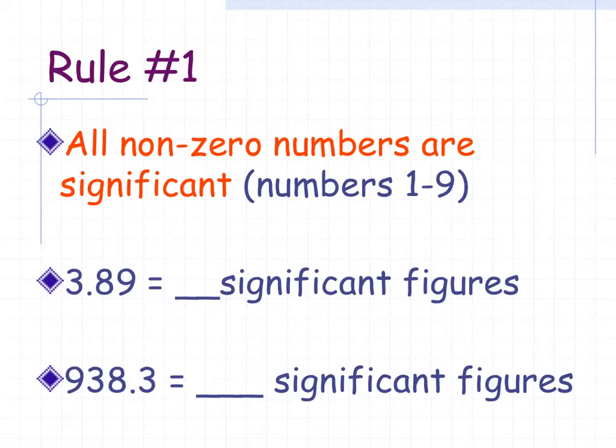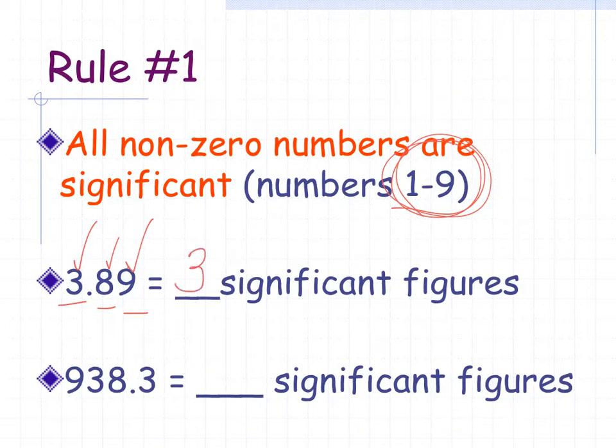For example, when you look at this first number, 3.89, since the 3, the 8, and the 9 are all 1 through 9 numbers, we say that they are all significant. We measured each one of those places. None of those are placeholders. And so we say that that is 3 significant figures.